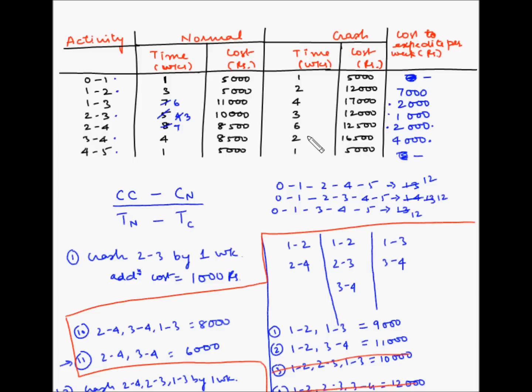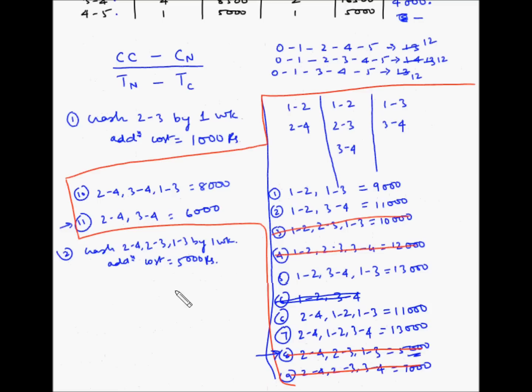Now let's see if crashing is possible. So 2 4, yes, from 7 to 6 is possible, 1 week, and 3 4, 4 to 2 is possible because there is a potential for reducing this time by 2 weeks. Now the minimum is 1 week, so we have to crash both the activities by 1 week. So third is crash 2 4 and 3 4 by 1 week. So the additional cost is equal to 6,000 rupees.